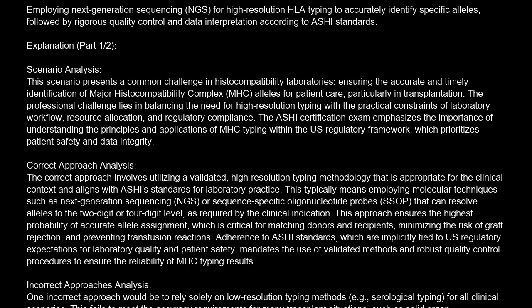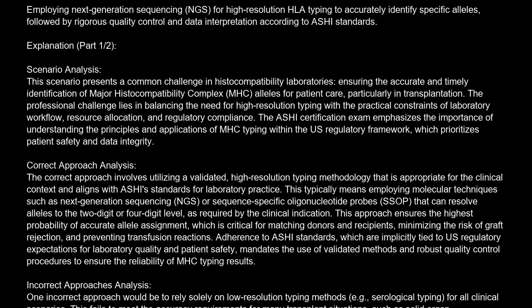Explanation. Scenario analysis. This scenario presents a common challenge in histocompatibility laboratories, ensuring the accurate and timely identification of major histocompatibility complex, MHC, alleles for patient care, particularly in transplantation. The professional challenge lies in balancing the need for high-resolution typing with the practical constraints of laboratory workflow, resource allocation, and regulatory compliance. The ASHI certification exam emphasizes the importance of understanding the principles and applications of MHC typing within the U.S. regulatory framework, which prioritizes patient safety and data integrity.